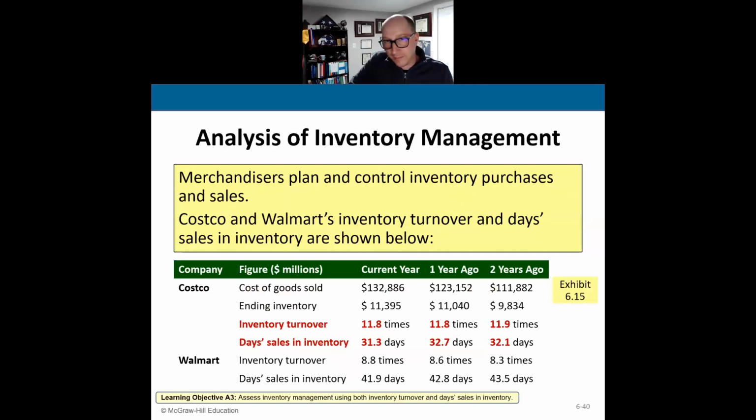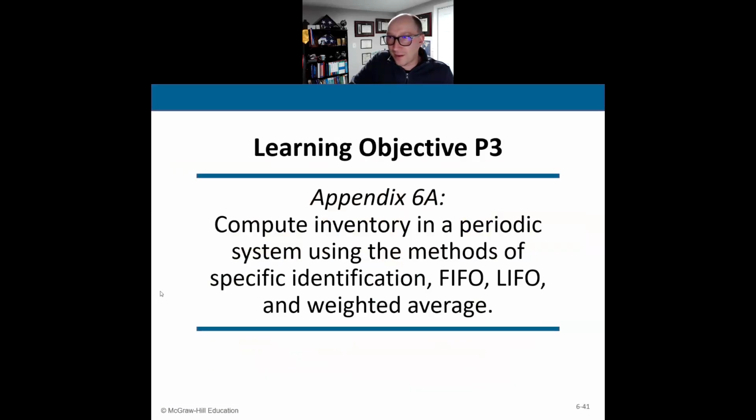Yeah, that's good data. That's just an example of it. Costco versus Walmart. So that's the general basics of valuation of inventory.